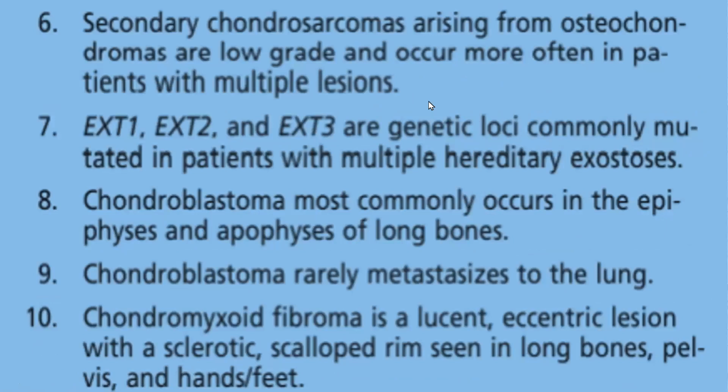Secondary chondrosarcomas arising from osteochondromas are low-grade and occur more often in patients with multiple lesions. EXT1, EXT2, and EXT3 are genetic loci commonly mutated in patients with multiple hereditary exostoses. Chondroblastoma most commonly occurs in the physis, epiphysis, and apophysis of long bones. Chondroblastoma rarely metastasizes, less than 1% to the lung. Chondromyxoid fibroma is a lucent eccentric lesion with a sclerotic scalloped rim seen in long bones, pelvis, and hands and feet.